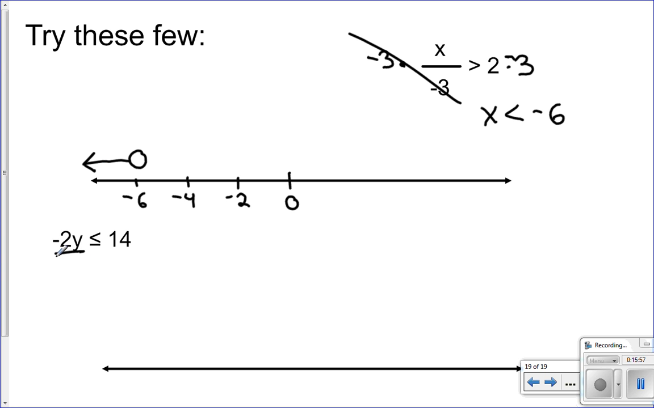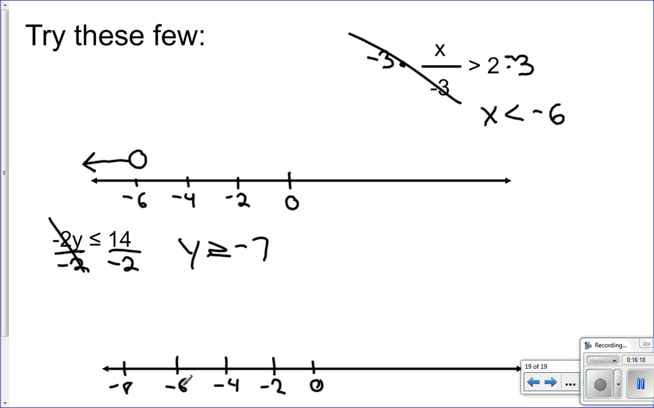Negative 2y is less than or equal to 14. I'm going to divide both sides by negative 2. Now I get y is greater than or equal to negative 7. Here's 0, 2, 4, 6, 8, negative 8, negative 4, negative 2, negative 6. Since it's negative 7, it's going to be in between them. Right there is negative 7. And everything greater than or equal to negative 7, it's everything to the right of it.